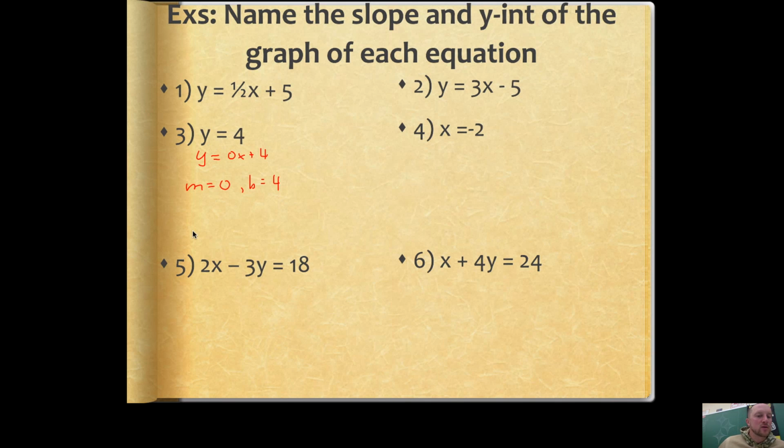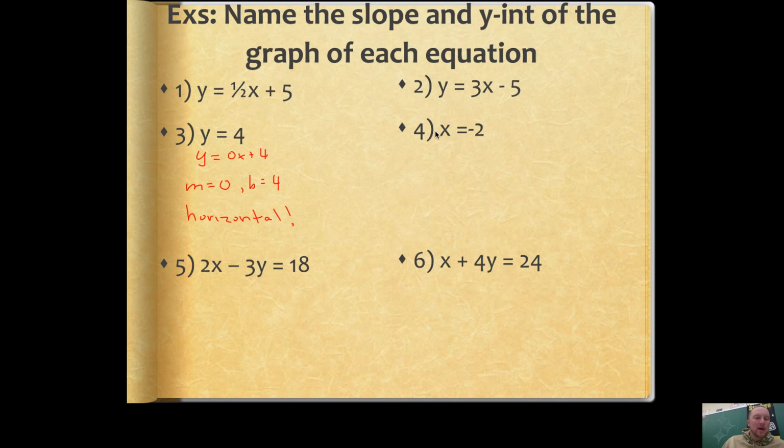When you have a line that has a slope of 0, remember, that's a horizontal line. Anytime you have y equals a number and there's no x, the line is going to be horizontal.